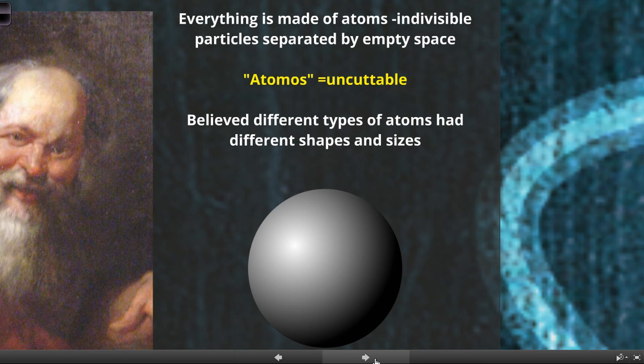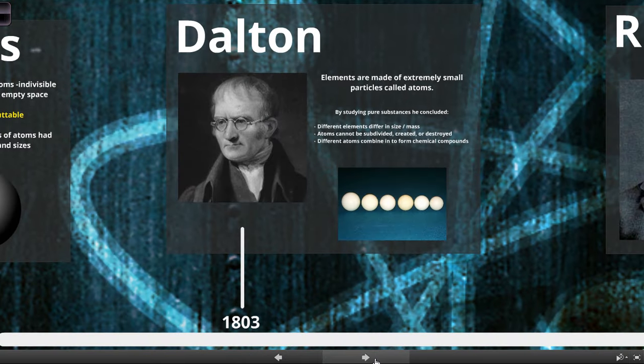So everything is made up of atoms, indivisible particles separated by empty space. Atomos, that Greek word, uncut, meaning essentially uncuttable. Those are probably the key ideas. So that first line, maybe the word atomos, is what I'd expect you to maybe give in a test, and your diagram just basically a ball or a sphere. So a long time passed.